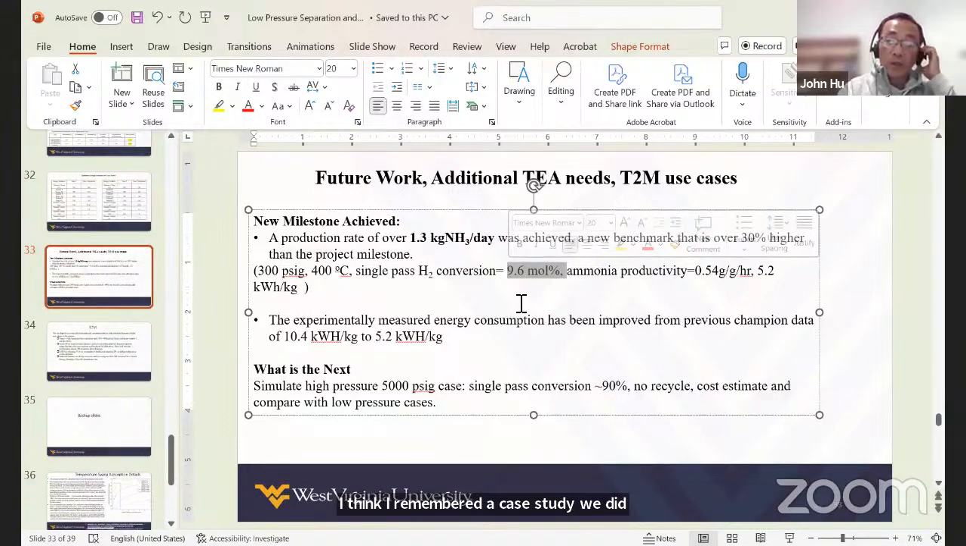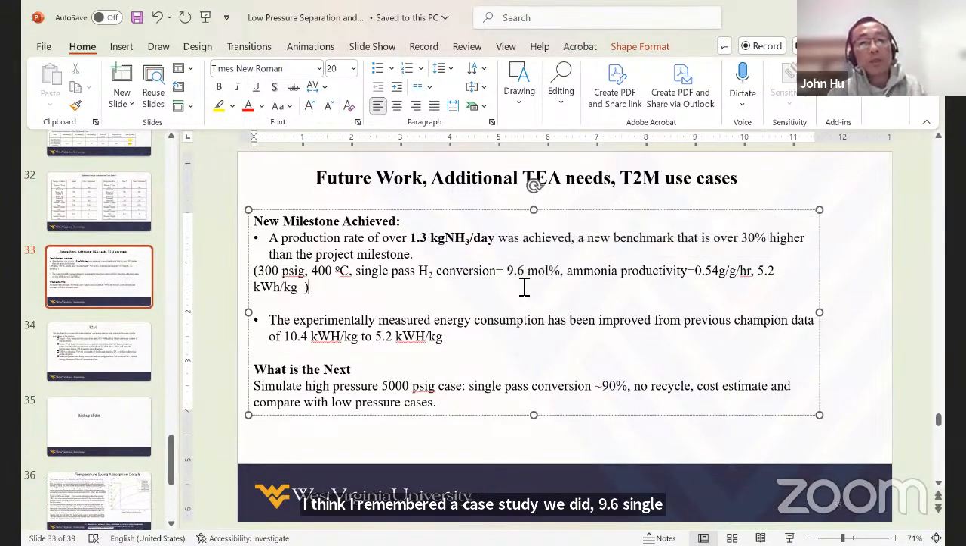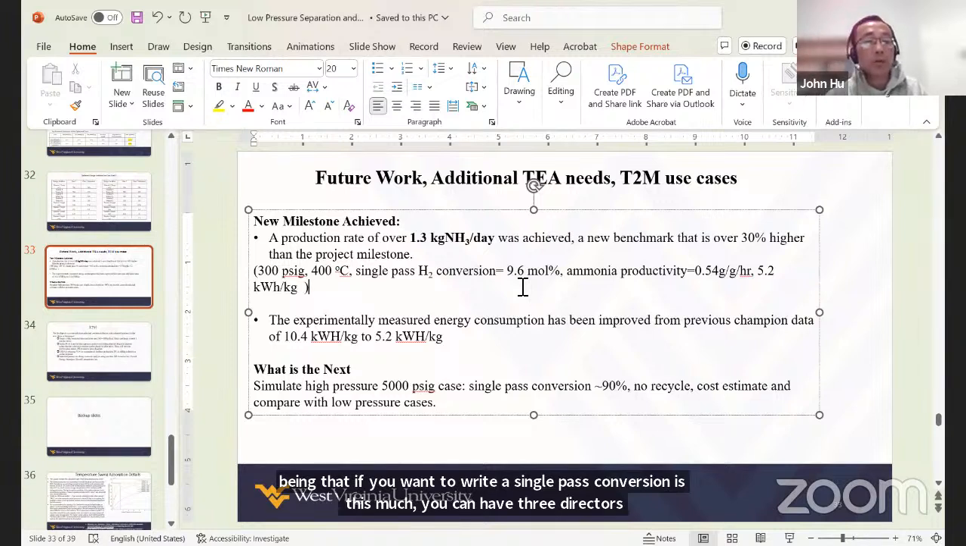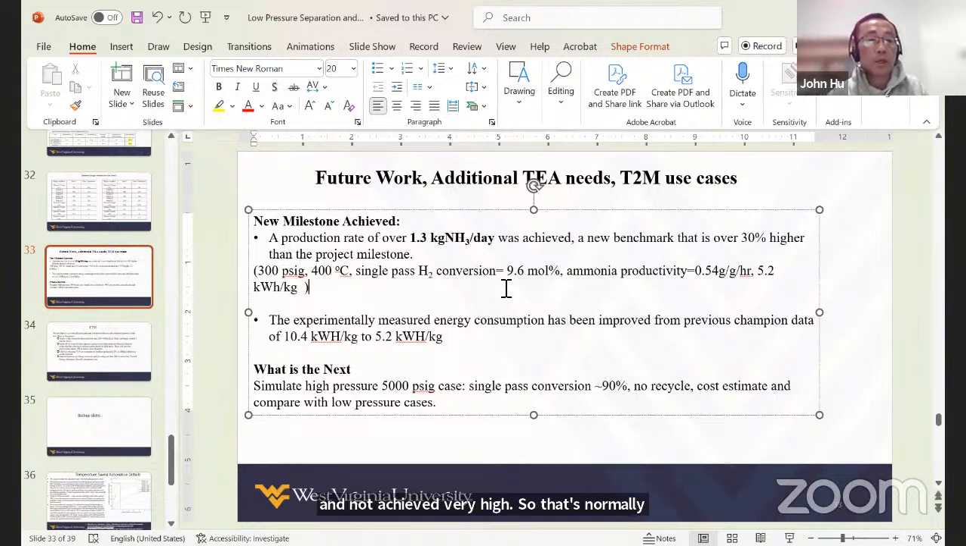This is very significant. The reason being that if one reactor's single pass conversion is this much, you can have 3 reactors and achieve very high conversion. That's normally how a Haber-Bosch plant has been built. But in our ammonia plant, we can build the same thing. So with 9.6% single pass conversion, we continue until a certain conversion level, and we can do the recycle.